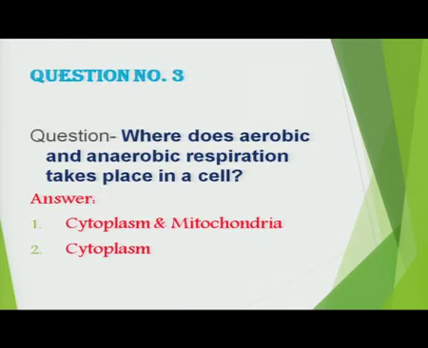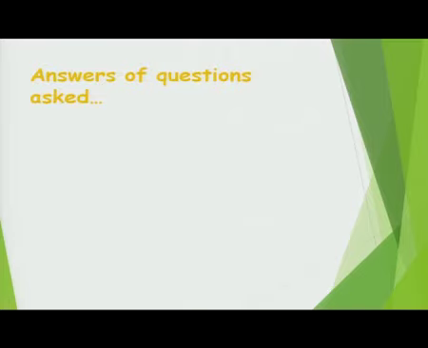Now, the third question is, where do aerobic and anaerobic respiration take place? Aerobic respiration takes place in the cytoplasm, where glycolysis takes place, and the end product of glycolysis enters into the mitochondria. So, for aerobic respiration, the cell requires cytoplasm and mitochondria. Anaerobic respiration, which is called fermentation, also takes place in the cytoplasm.